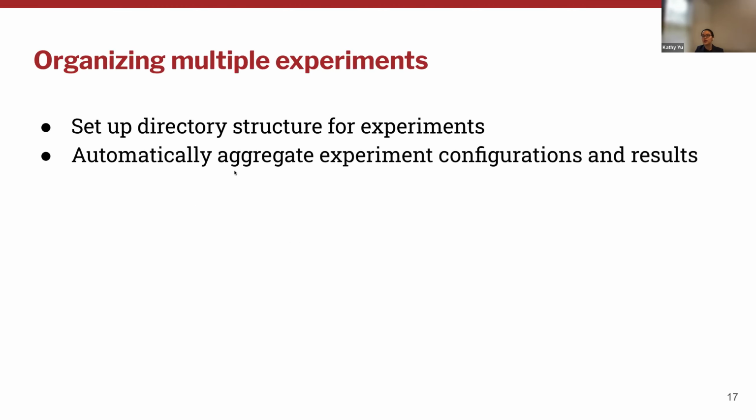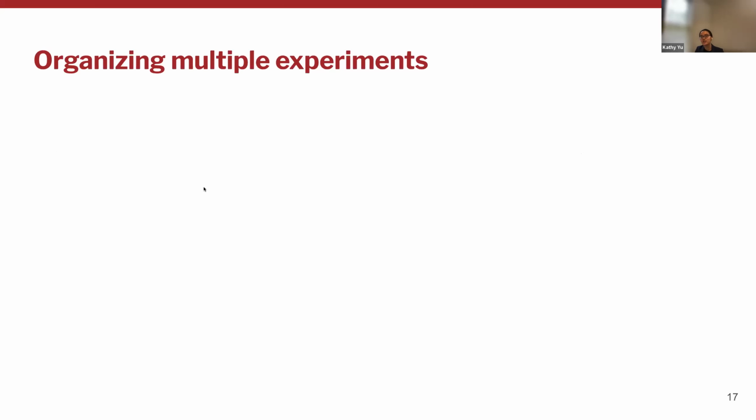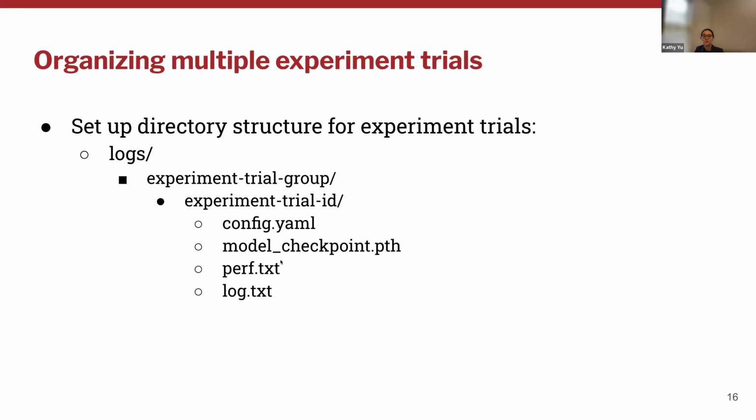Beyond setting up a directory, another good practice is to have a script that automatically aggregates experiment configurations and results. Because ultimately, when we're trying to improve our model, we want to figure out what set of configurations can lead to better results. So essentially, we want to put configurations and performance results together so that we can properly analyze how to improve our model. And with the directory structure that we've just seen, you can very easily do this by going into each directory by experiment ID, and then taking the configuration YAML file and the performance YAML file.